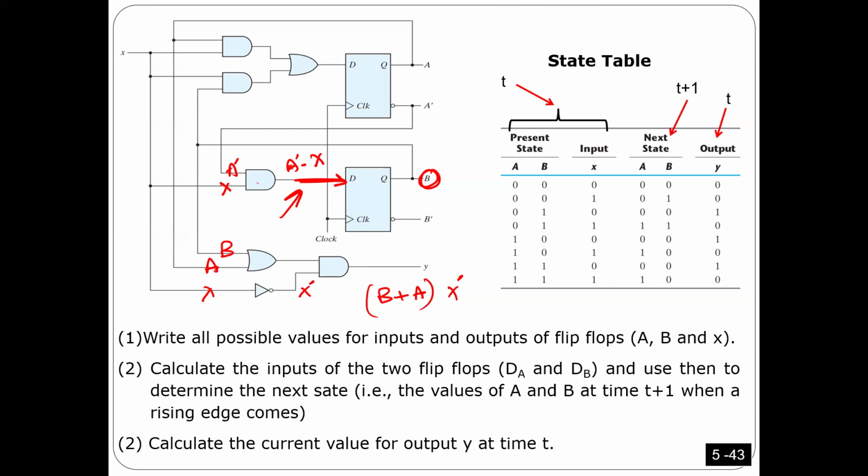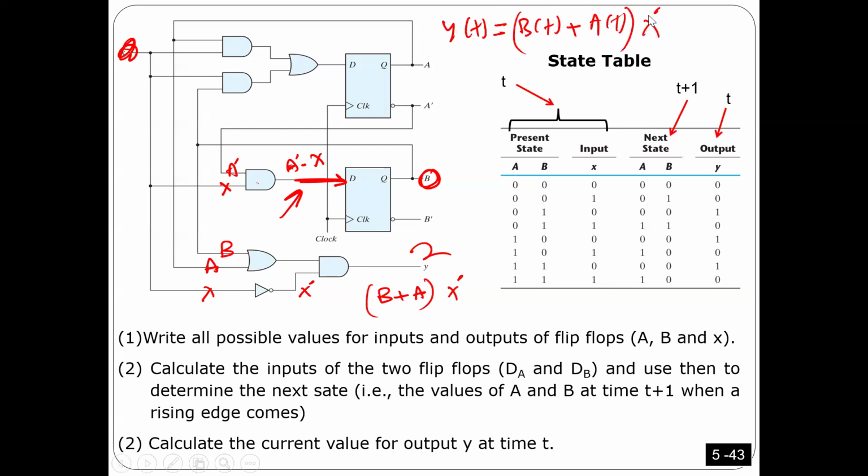There is something tricky here. You need to think a little bit about it. Once the input changes, Y is going to change immediately, not at the clock. Whatever values you have here, it's going to change immediately. That's why this Y is actually a function of time T. So Y at time T should equal B at time T or A at time T, and X prime.